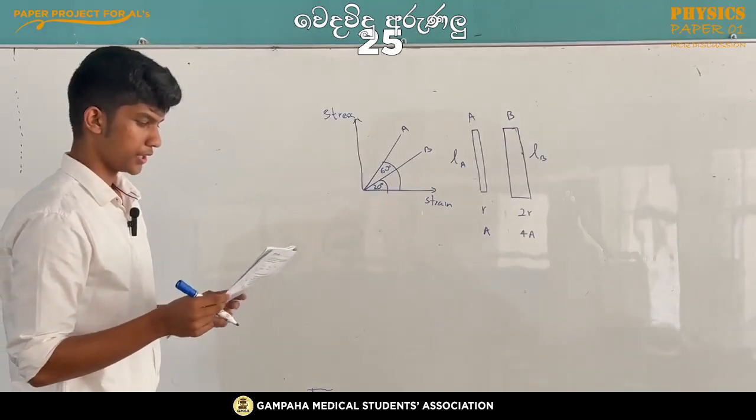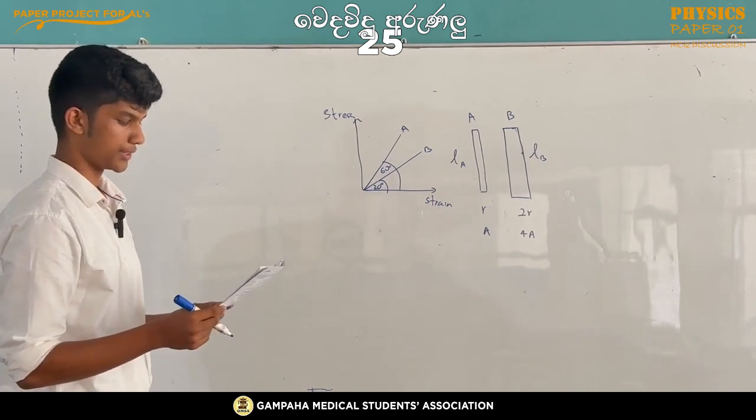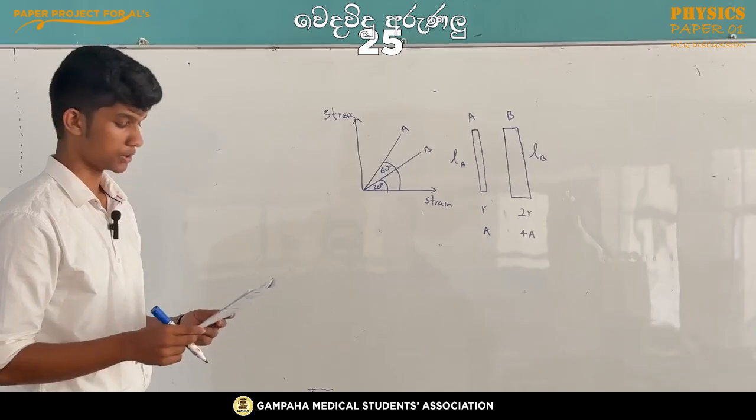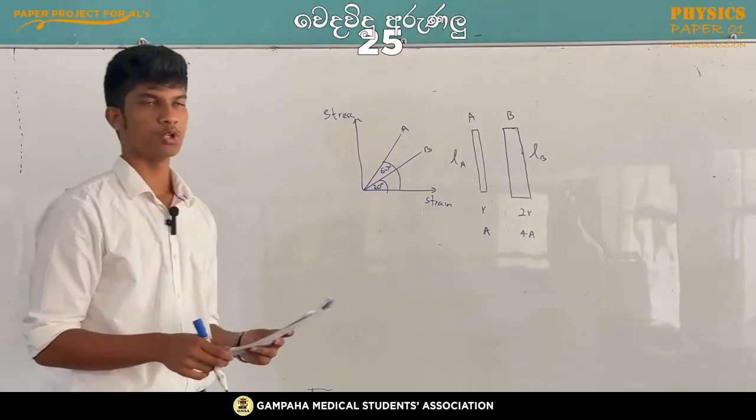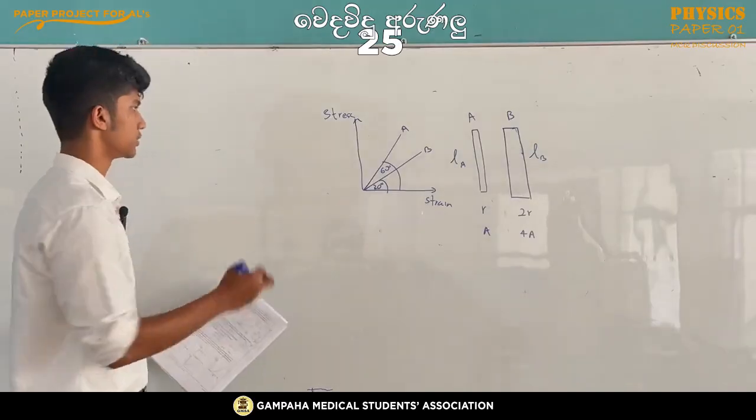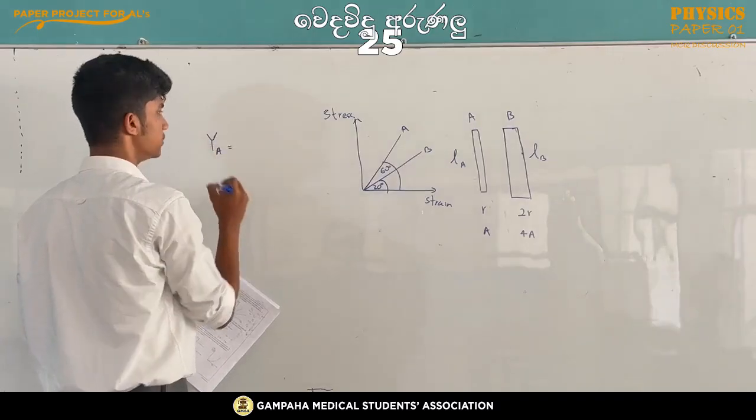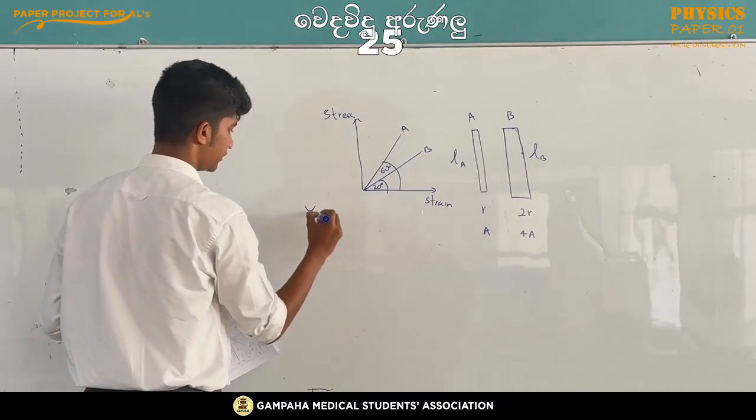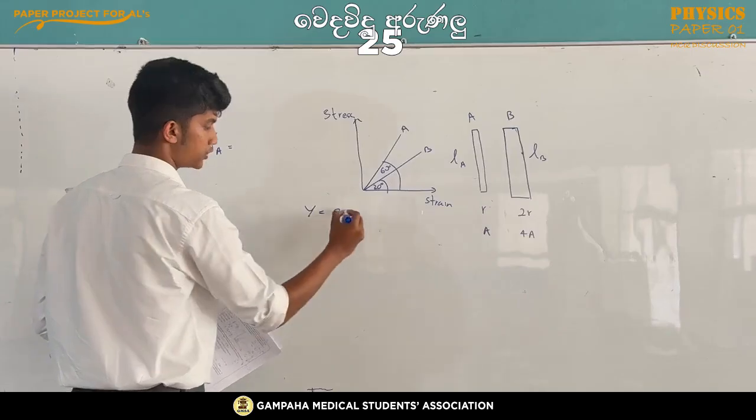If the extensions are equal when forces FA and FB are acting on the two strings respectively, then select the correct statement. So using this graph, you can find the Young's modulus of both the strings. So we'll find the Young's modulus of A. YA is equal to, as you know, Young's modulus is equal to stress over strain.